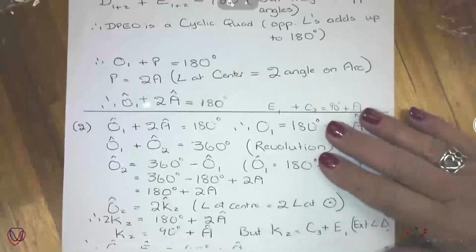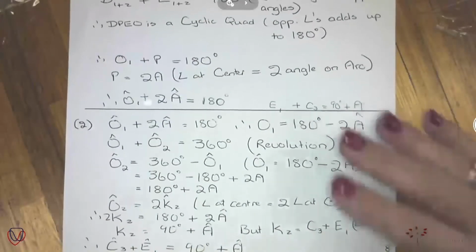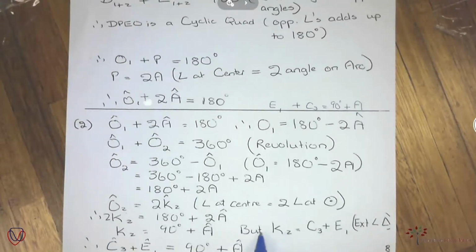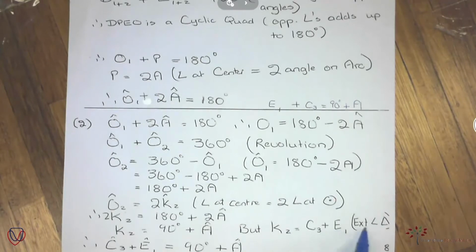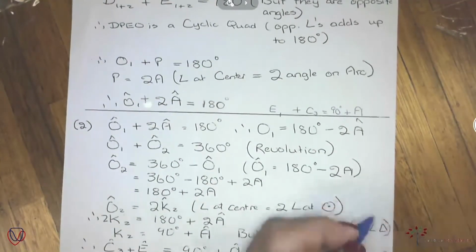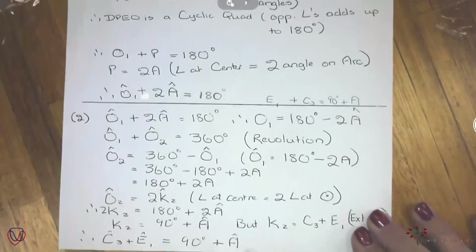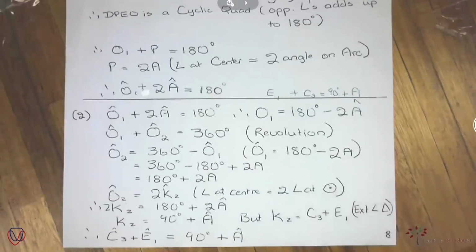Therefore, C3 plus E1 will be 90 plus A, because K2 is C3 plus E1, exterior angle of a triangle is my reason for that. And therefore, C3 plus E1 will be 90 plus A.